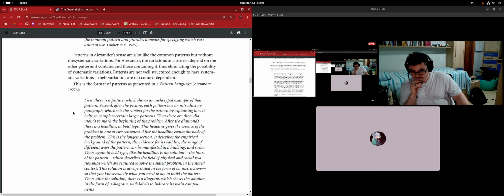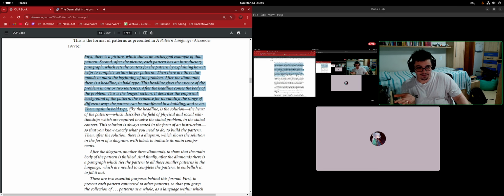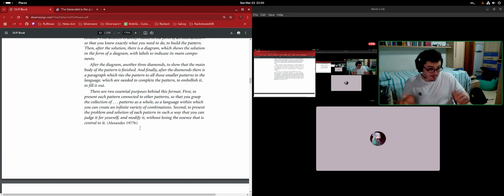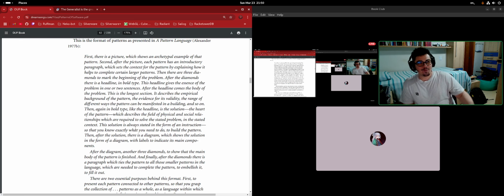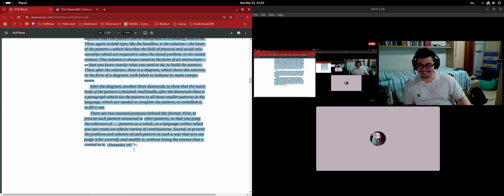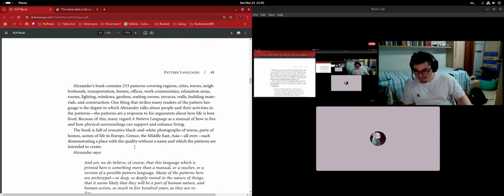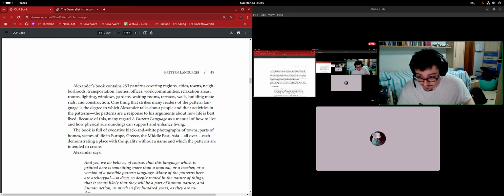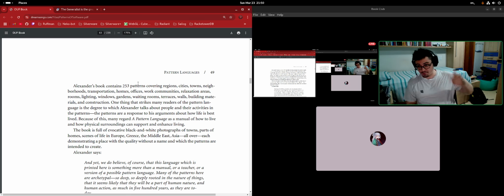But anyway, so now we're going to go to the recipe. This is basically a meta description because we are describing a description. So we want to describe a pattern. What are you going to do? You're going to follow this description to write your description. We're not going to go through this. But apparently it worked quite well because it created 253 patterns covering regions, cities, towns, neighborhoods, transportation, homes, offices, work communities, relaxation areas, rooms, lighting, windows, gardens, waiting rooms, terraces, walls, so many things.